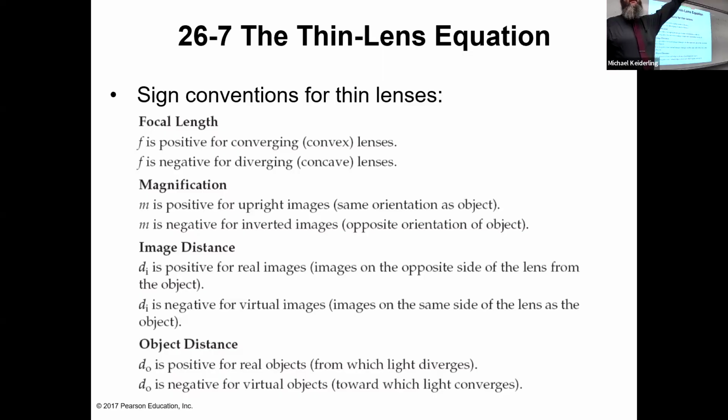So this projector uses a mirror. So the real image is on the near side of the mirror. The object is on the same side as the image. If you had a projector that used a lens, it would be out there, and the real image would be on the far side of the lens. And then the object distance is positive for real objects from which light diverges, and negative for virtual objects towards which light converges. That's the same.